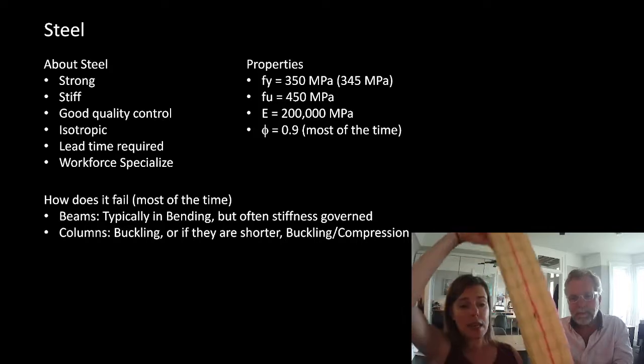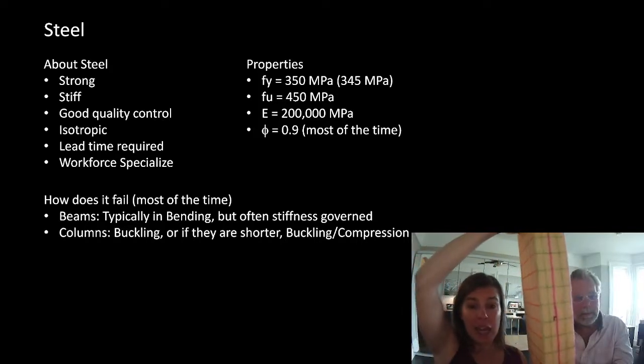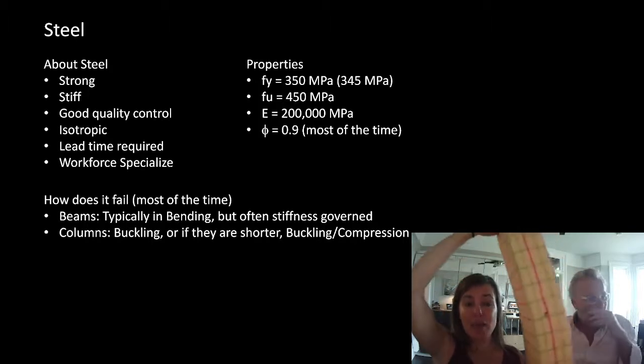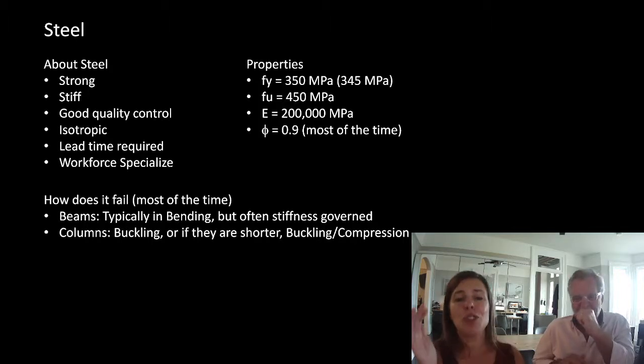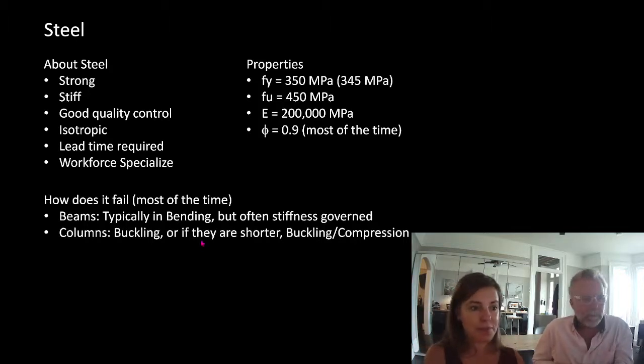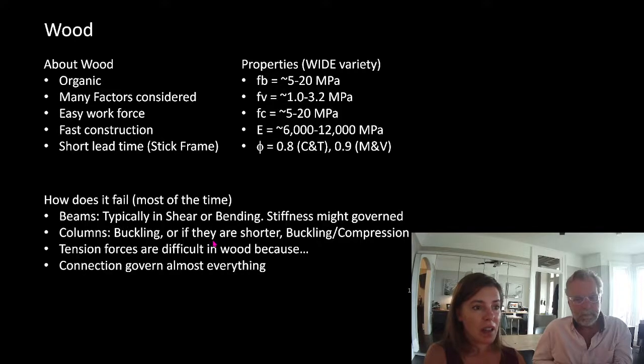Steel columns, if they were going to fail, or the design mechanism we're worried about most of the time, is this aspect of buckling. Because they're so strong, they can be quite slender, which means they tend to be governed by buckling. Wood.